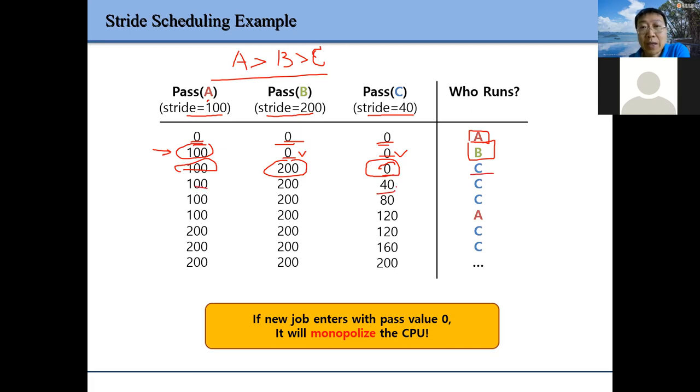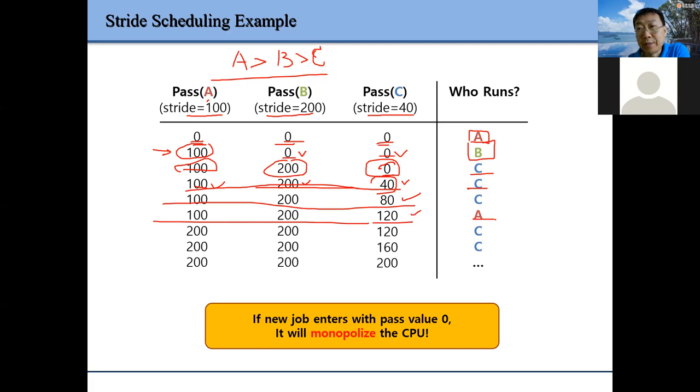Then after that, we add the stride of C onto the pass value. So at this moment, A is 100, B's pass value is 200, C is 40. So when we do scheduling, we will schedule C because C has the smallest pass value. Then we continuously run C again until at this moment we run A. Okay, then continue. But you can see here, it's very interesting.